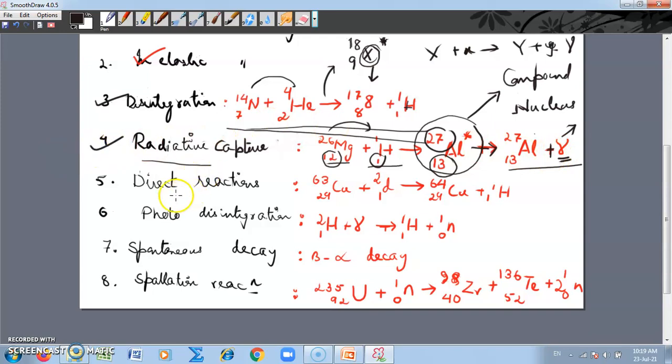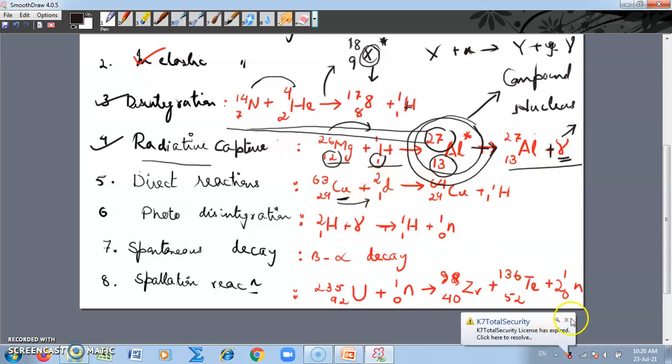And then we come to direct reactions. What are direct reactions? In a direct reaction, there is no such intermediate step like this. There is nothing to be here. So directly this reacts with this, and this one picks a part of this. So what happens is it takes one of the neutrons. Can you see here the number of protons is 24, it remains 24. So it is copper and it remains copper.